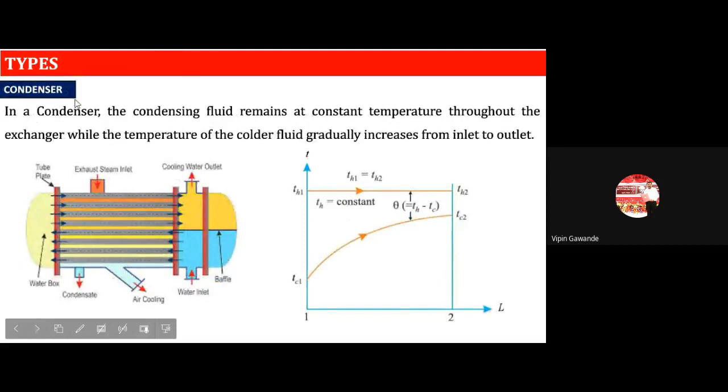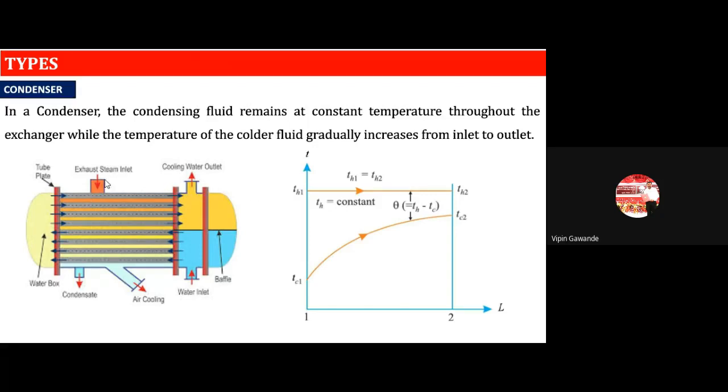Next comes the condenser. In the GATE examination, they have also asked questions on the condenser and the evaporator. In a condenser, the condensing fluid remains at constant temperature throughout the exchange. For the condenser and evaporator, only one thing you have to remember: the phase change. If you consider the condenser in a power plant, when the steam enters the condenser, it exchanges heat with the cold water flowing through the tubes, and the phase change of the steam occurs. Whenever there is a phase change of a fluid, it always occurs at constant temperature.